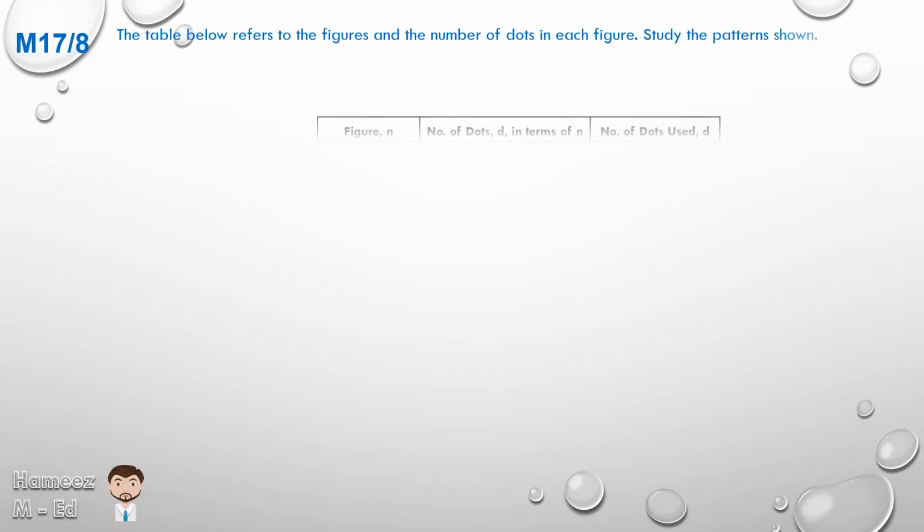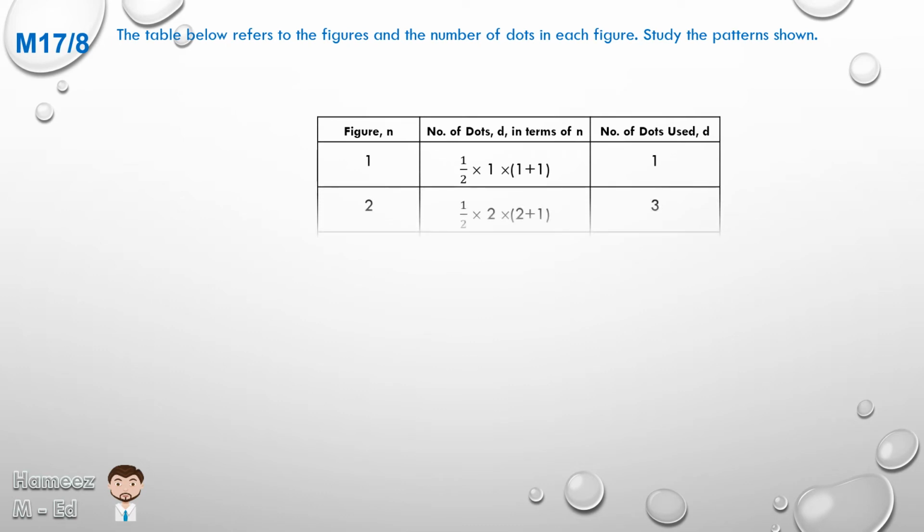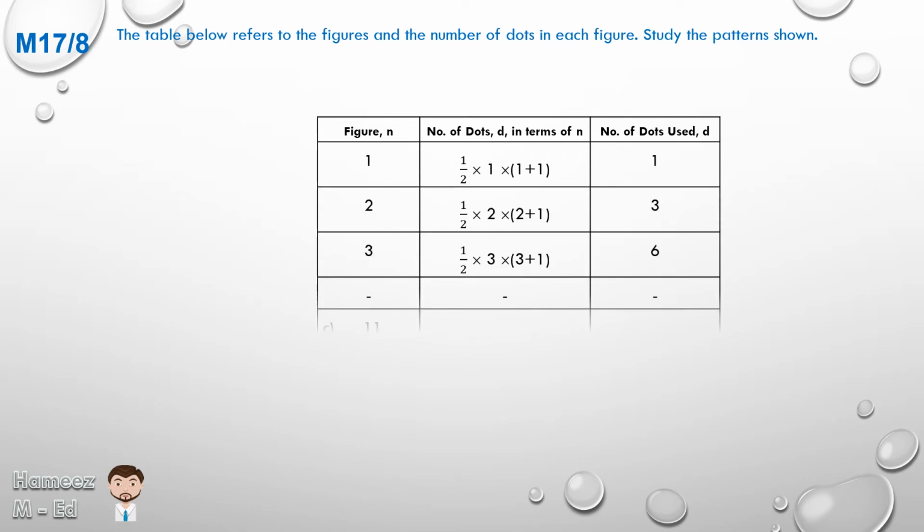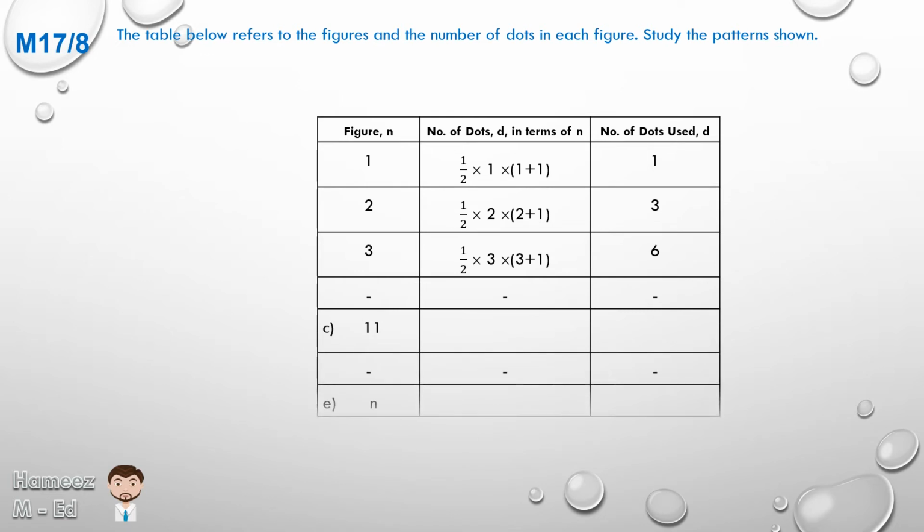May 2017, number 8. The table below refers to the figures and numbers of dots in each figure. Study the patterns shown. So if we look at the table, we can see there are 3 columns. The first being figure N, which is labeled 1, 2, 3, and we have dealt with these first 3 diagrams in part A. And now they give us a pattern, the number of dots D in terms of N. So we can follow this pattern in order to move from which figure it is to give us the total number of dots used in the diagram, which is the third column.